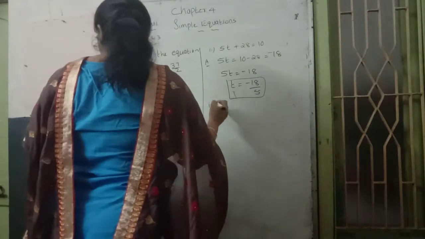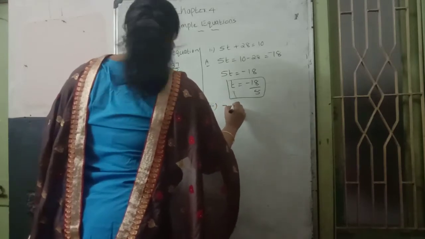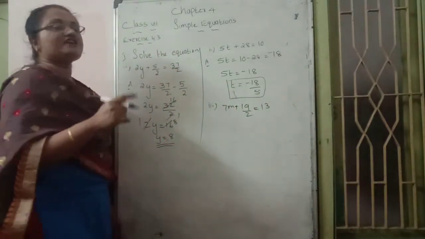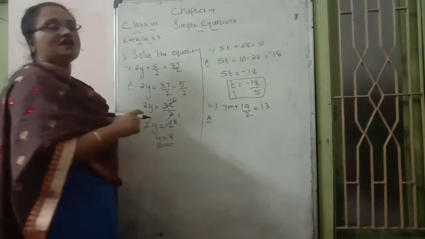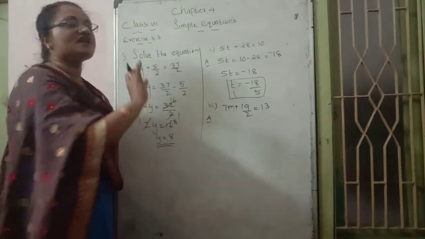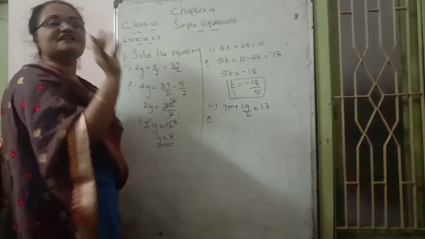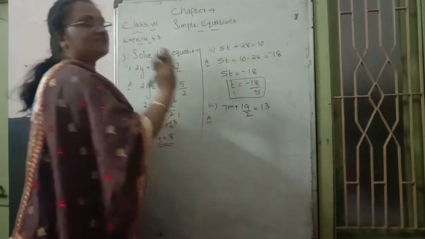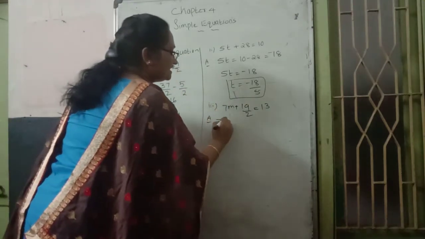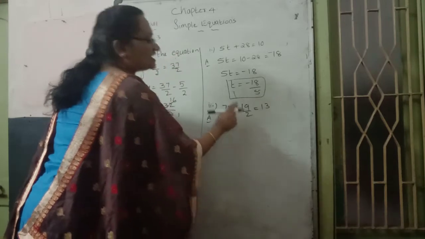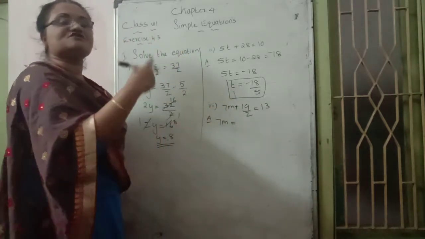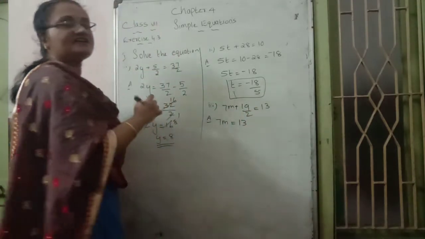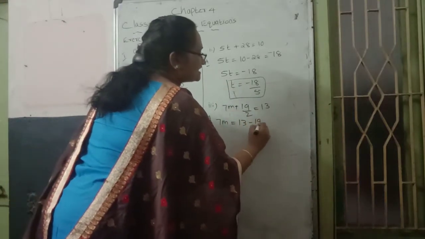One more question, third question. Here, 7m plus 19 by 2 equals 13. How to do this question? Here also our aim is to find the m value. 7m stays on the left side, with the variable m kept on the left. Then plus 19 by 2 is sent to the right side; a plus value goes to the opposite side and changes to minus. Already 13 is on the right side, so minus 19 by 2.